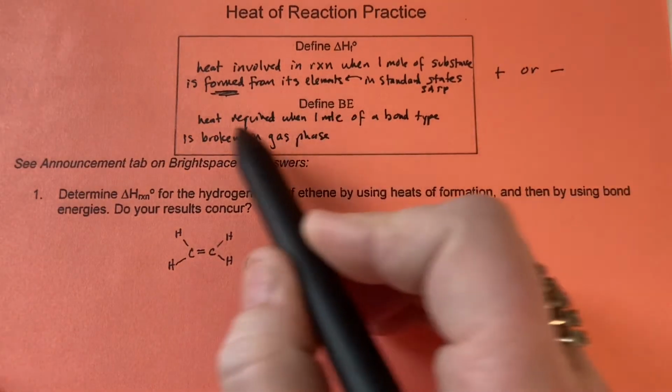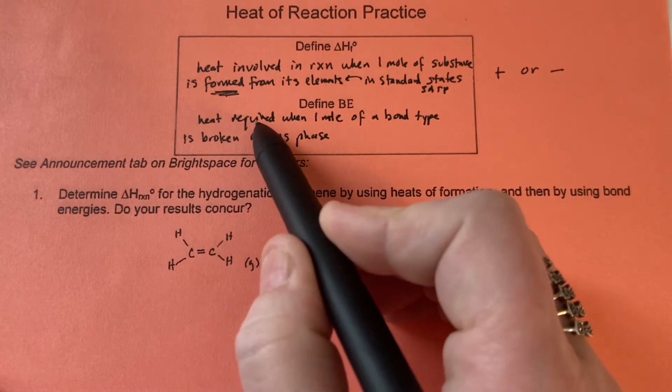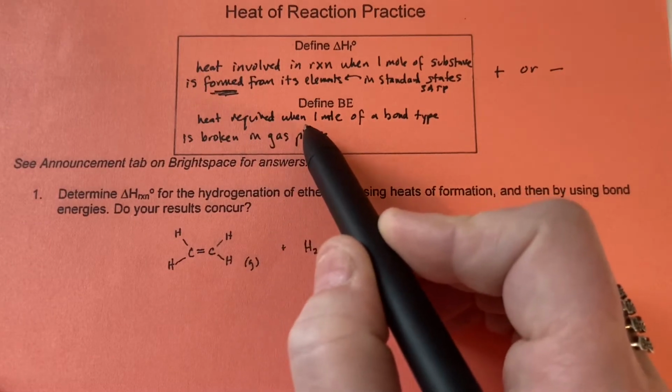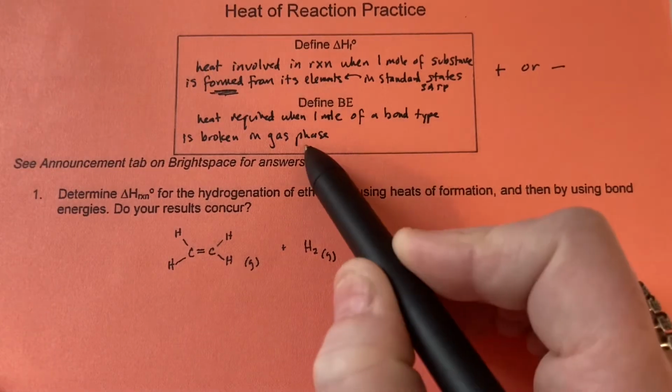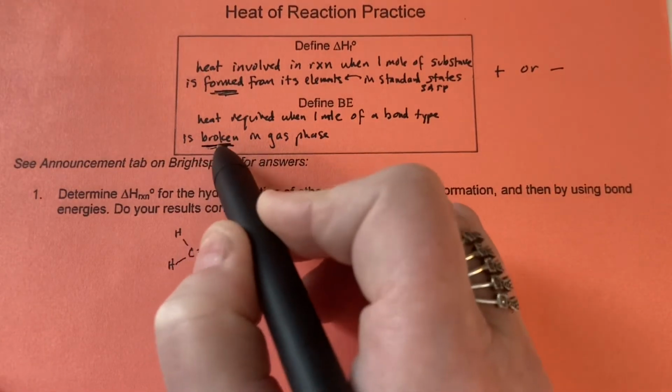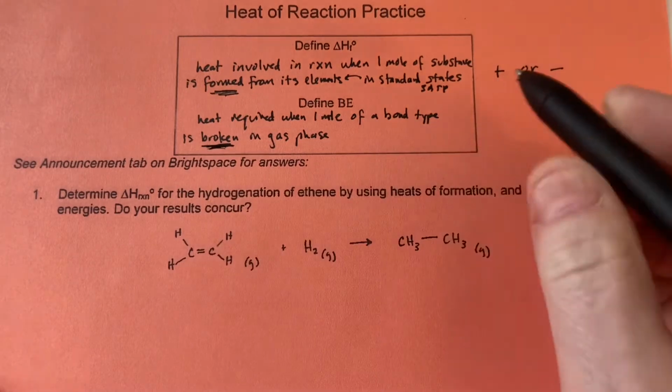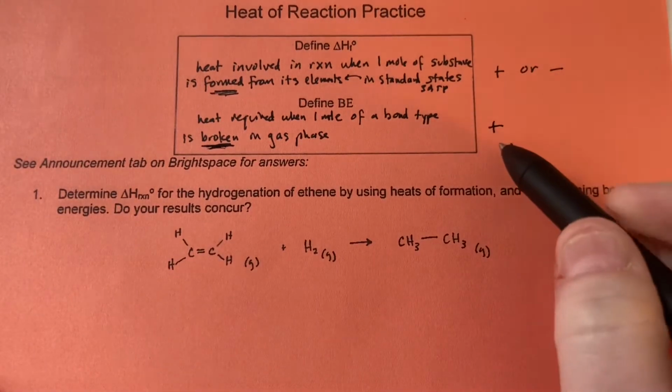So that sign goes with the data. Now, BE, what's that? Oh, that's the heat required to break 1 mole of a particular bond type in the gas phase. So gas phase. So that's broken, so that's always going to be a positive number.